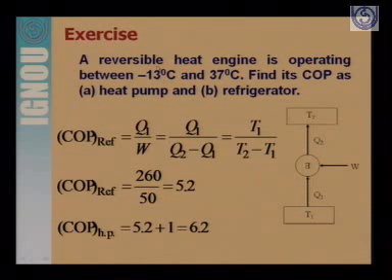Again, we have to convert the temperatures into Kelvin scale. So 273 plus 37 degrees centigrade comes out to be 310, and we have to convert the temperature given in Celsius into Kelvin, so we simply add 273 to minus 13 degrees, which gives 260. Finally, we get the COP of the refrigerator equal to 5.2. But while calculating the COP of a heat pump, simply add 1 to the COP of the refrigerator. So the COP of the heat pump will be equal to 5.2 plus 1, that is 6.2.